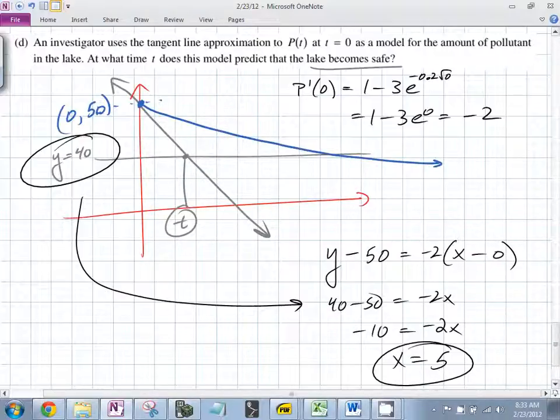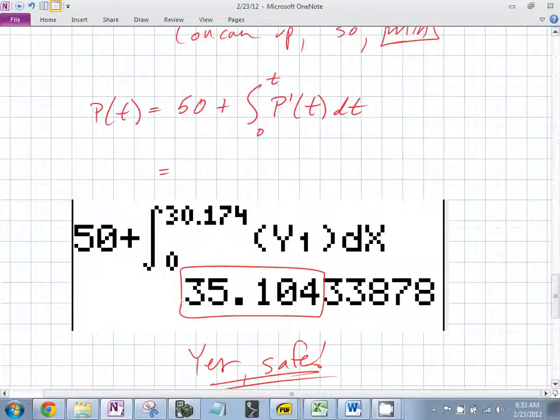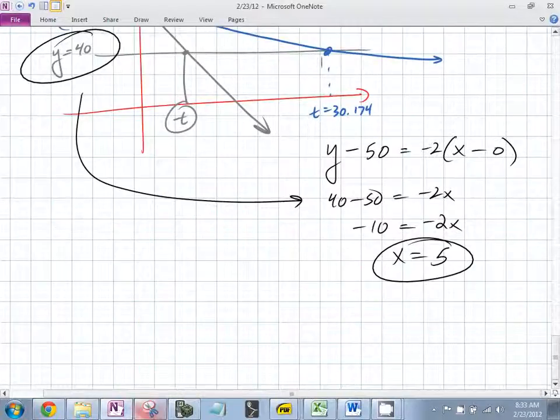I mean, what was it actually? Time equals what? 30.174, right? That was the actual intersection point, but the tangent line here is at 5. So it's decreasing fastest at the beginning, and then it decreases less quickly later. Does that make sense? Which makes sense because it was concave up. Anyway, okay.